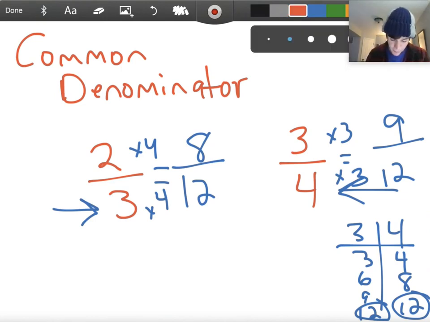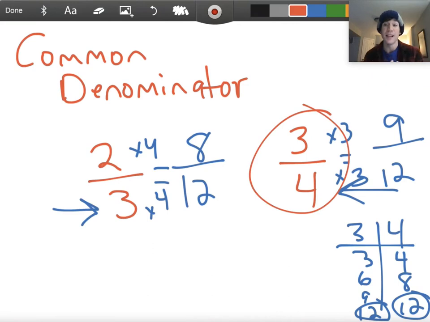3/4 is the same as 9/12. 9/12 is more than 8/12. So 3/4 must then be the bigger fraction. So common denominators can work.